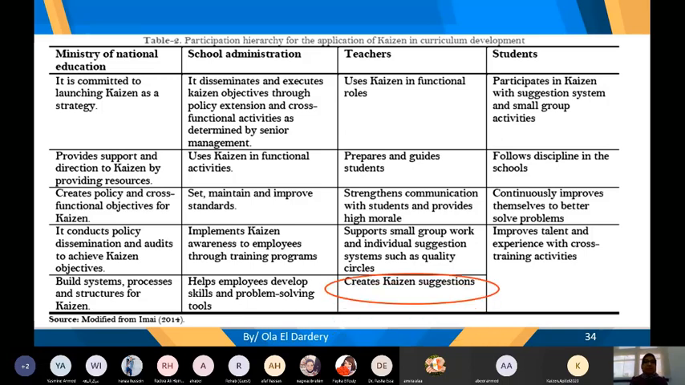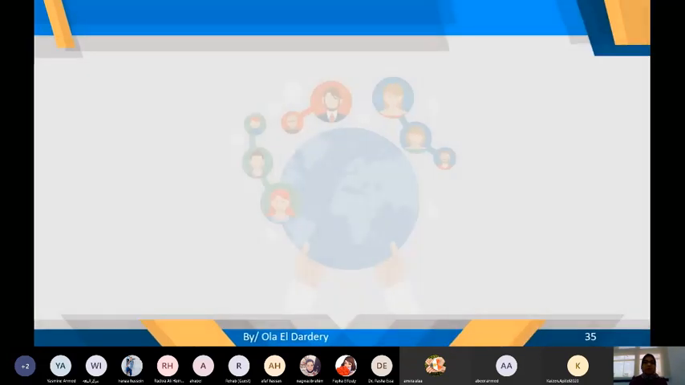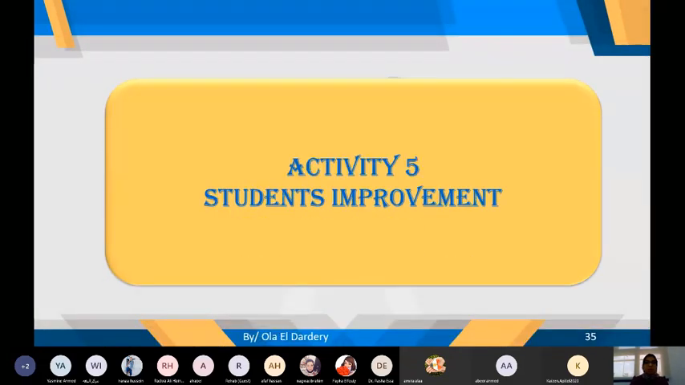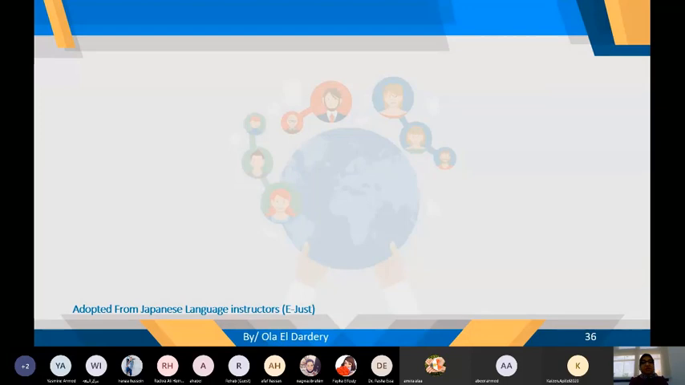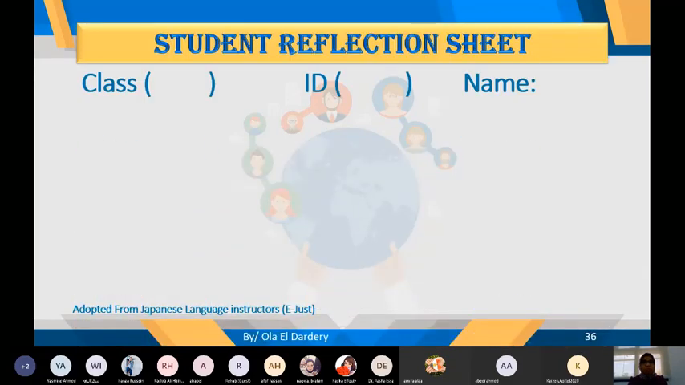Right? As we said, a teacher's role is to create a Kaizen suggestion. Okay, so the fifth activity is student improvement. This is something that is actually achieved here by the Japanese language instructors at Egypt-Japan University of Science and Technology. So this is something that the Japanese instructors actually do in teaching the language class.